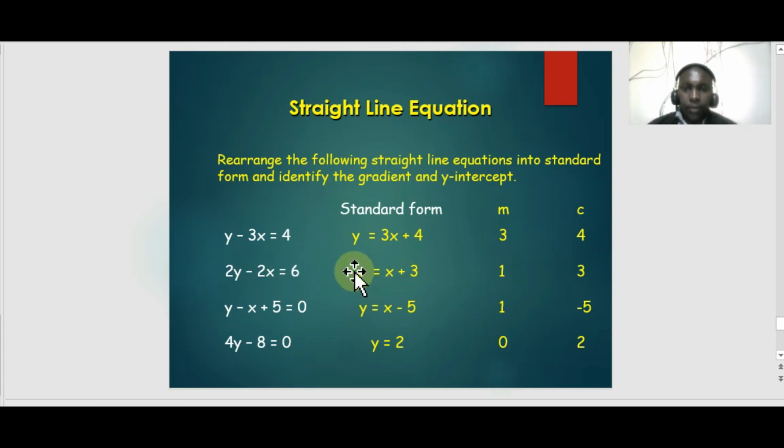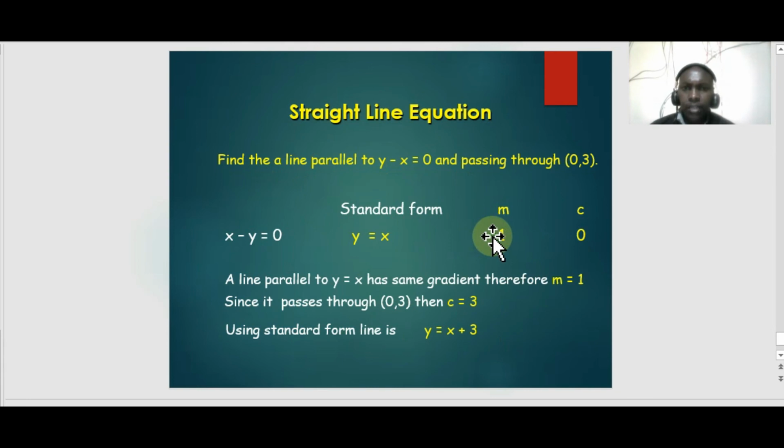For the second one, for you to write it in the form y = mx + c, you can take this plus 2 and minus 2x to the other side. You get plus 6 plus 2x. Then you divide everything by 2, and this is what you're going to get. So you just need to organize the equation so that it fits into the standard format of a general equation of a straight line.